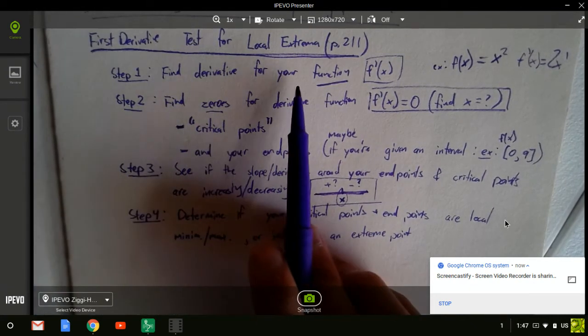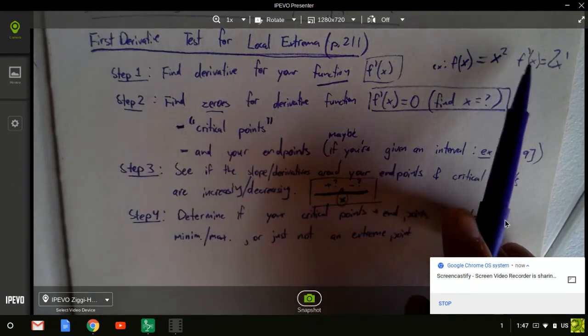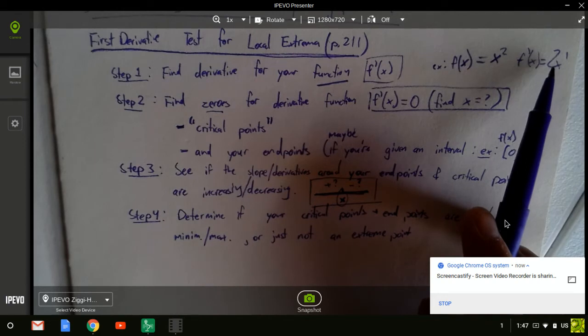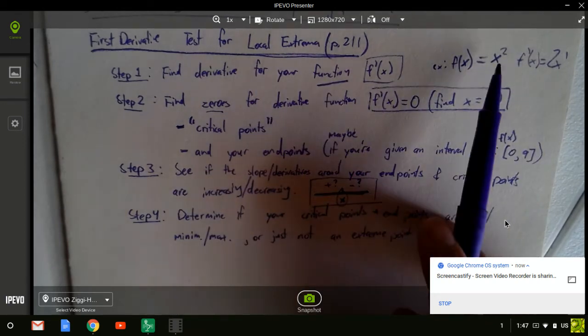Step 1: find the derivative of your function. It's really simple. So if you had f of x equals x squared, you want to find the derivative, 2x to the first power, let's say. That's a very easy example, okay? You want to find the derivative function for your function.